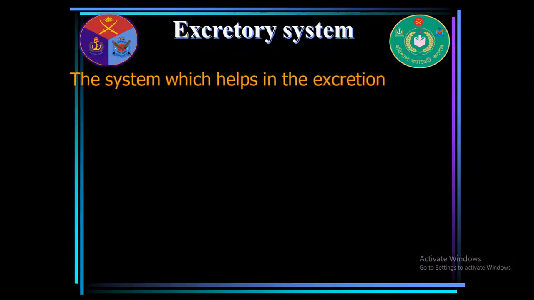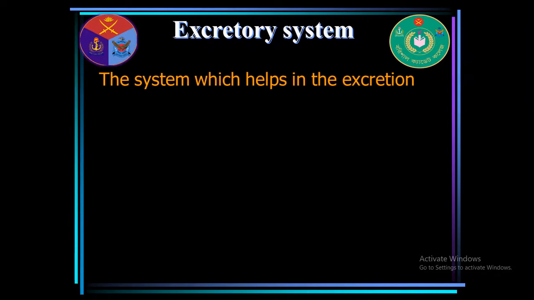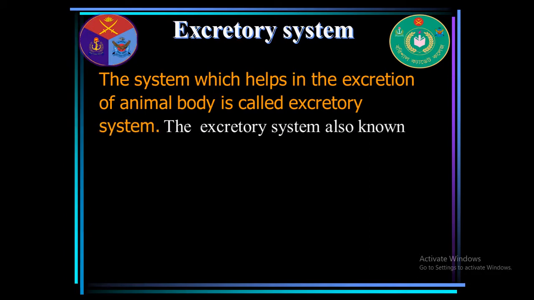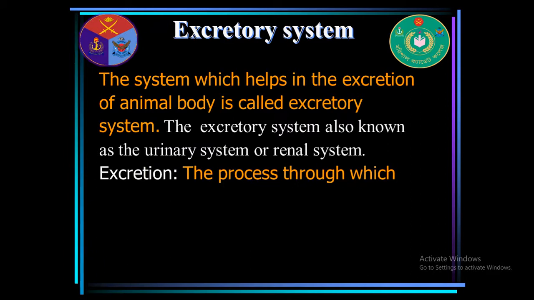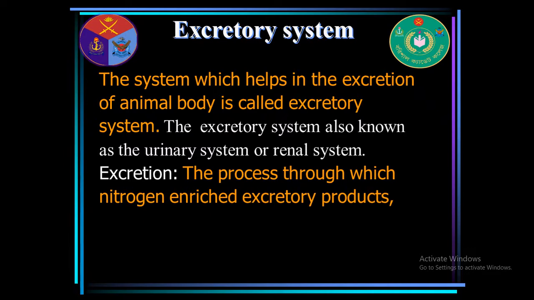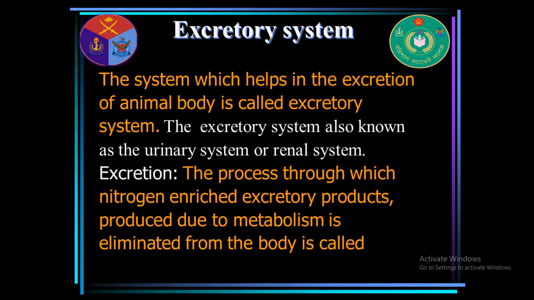Now, the excretory system. The system which helps in the excretion of the animal body is called the excretory system. The excretory system is also known as the urinary system or renal system. Now, what is excretion? The process through which nitrogenous excretory products produced due to metabolism are eliminated from the body is called excretion.